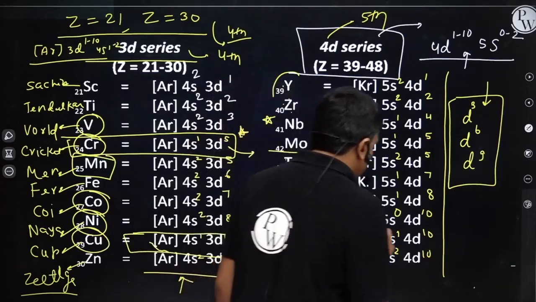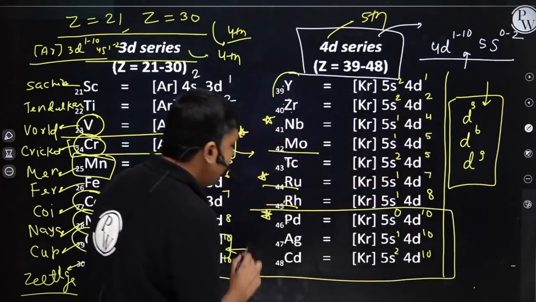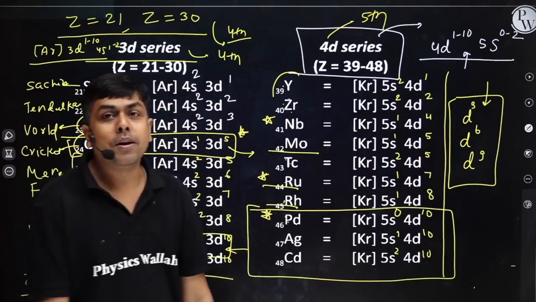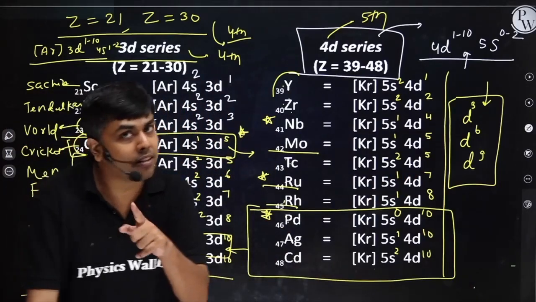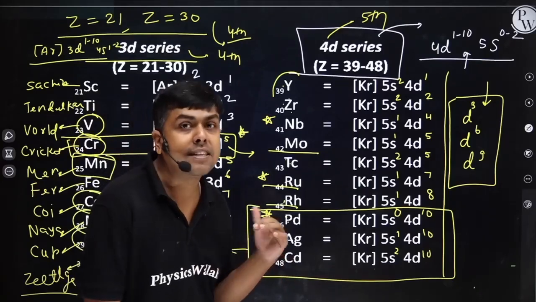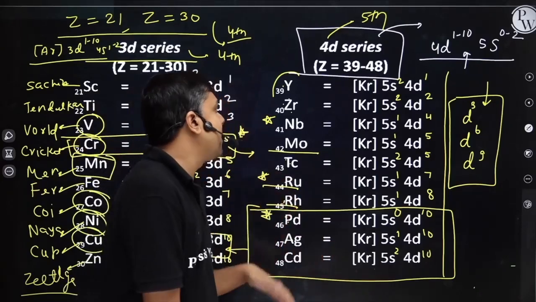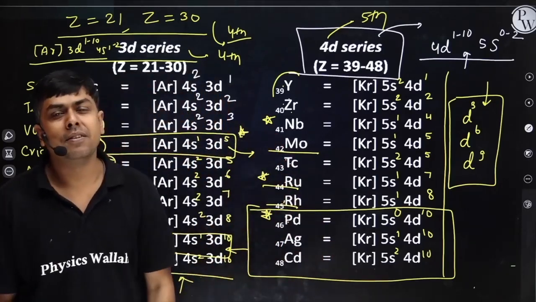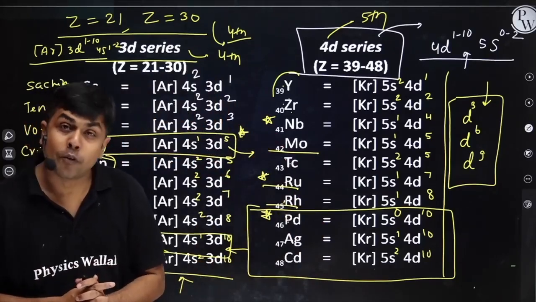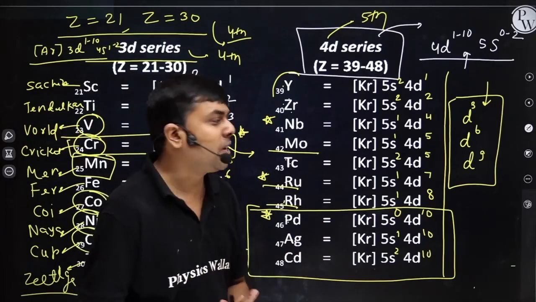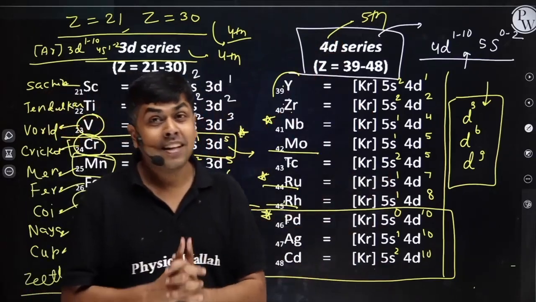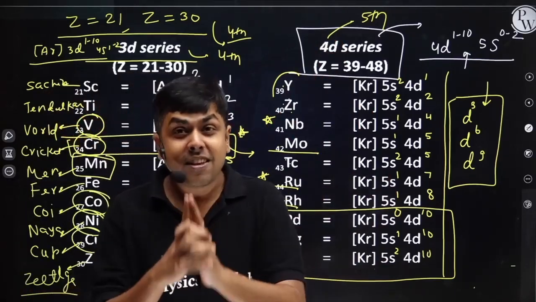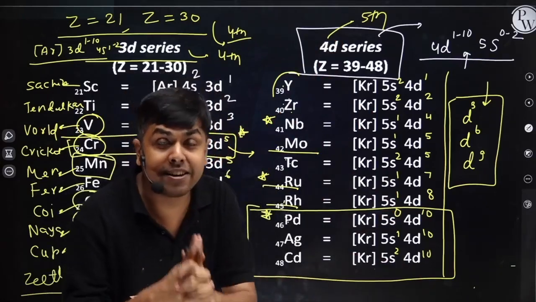This one is important. Palladium, silver and cadmium will have the d10 configuration. Ruthenium will have the d7 configuration in spite of having d6. And then niobium will have the d4 configuration. Am I clear, students? So I hope you learned this 4d series, the electronic configuration also. This electronic configuration is really, really important.